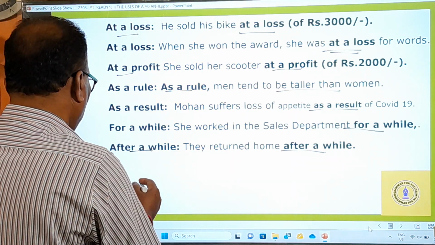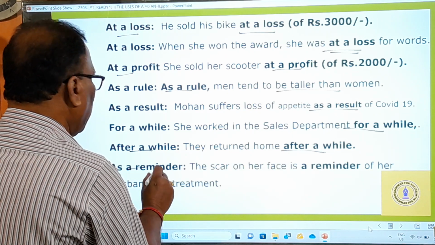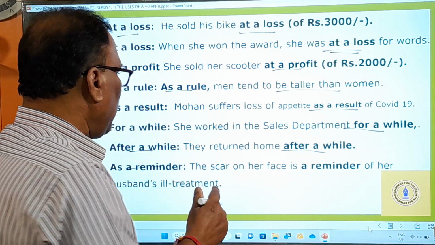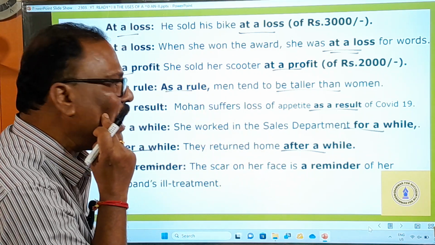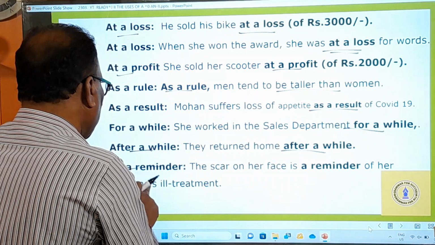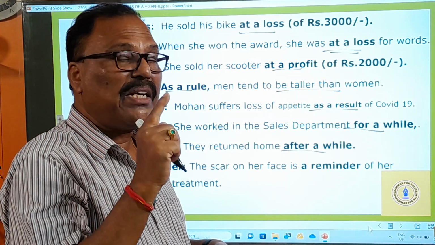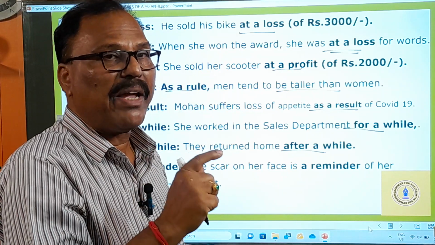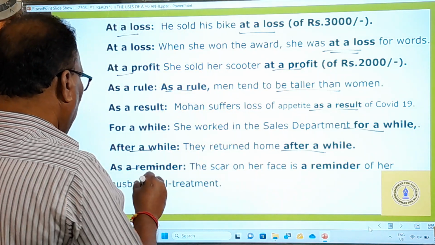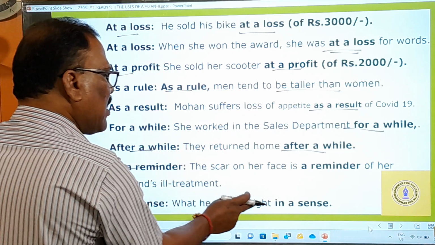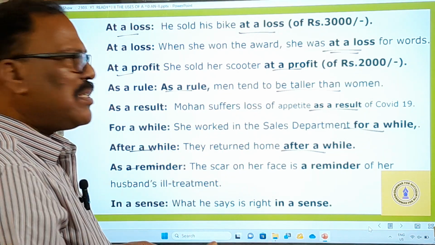And then comes as a reminder. Reminder means that which reminds. As a reminder, the scar on her face is a reminder of her husband's ill treatment. In a sense, in some meaning: what he says is right in a sense. In a sense means in some sense.